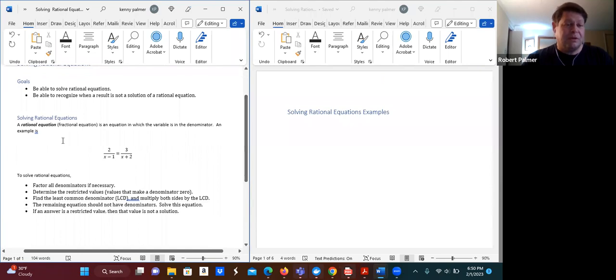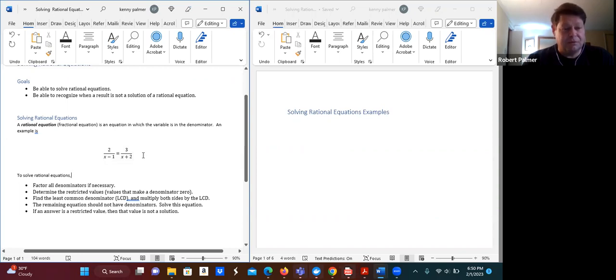So a rational equation, or what's called a fractional equation, is an equation in which the variable is in the denominator. It's not simply an equation with any fractions, but specifically a variable in a denominator. A good example is one like this. We're solving for x, where x is in both denominators. In fact, we'll do this one in a moment. This is what's called a rational equation, or fractional equation.